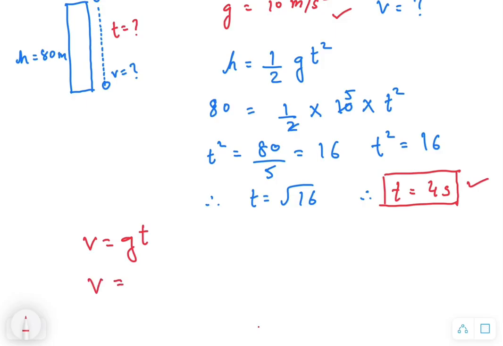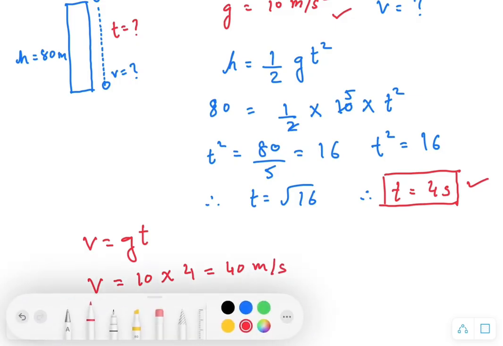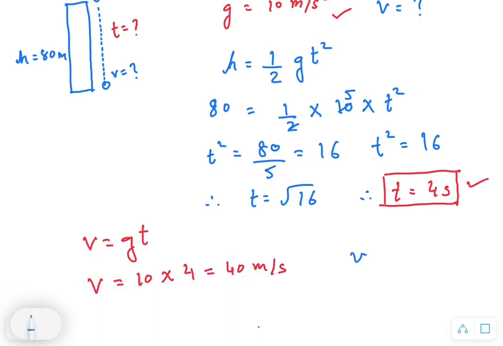So v is equal to 10 meters per second square multiplied by 4 seconds. So it would be 40 meters per second. So velocity is 40 meters per second.